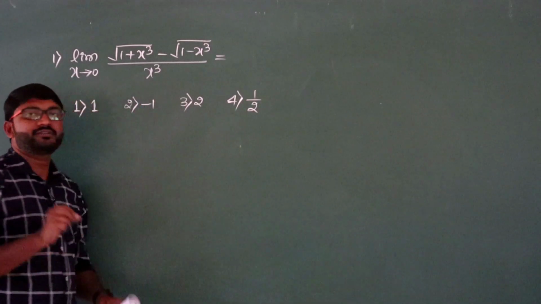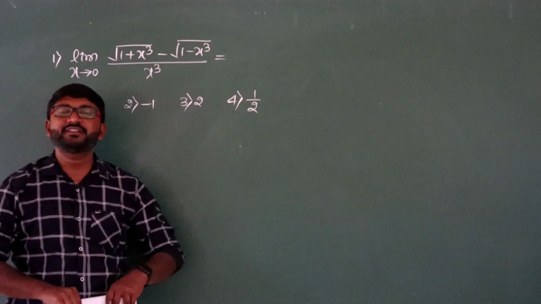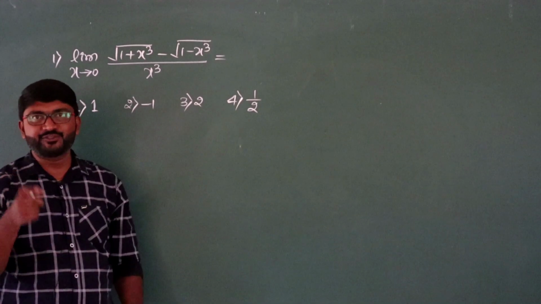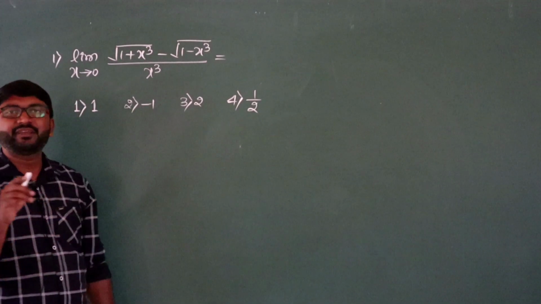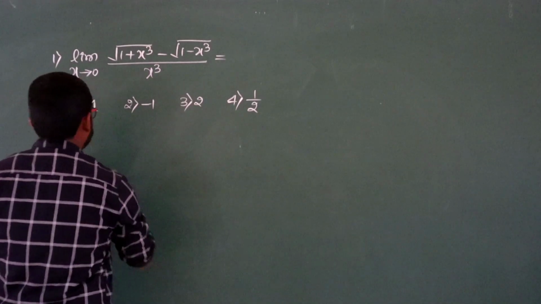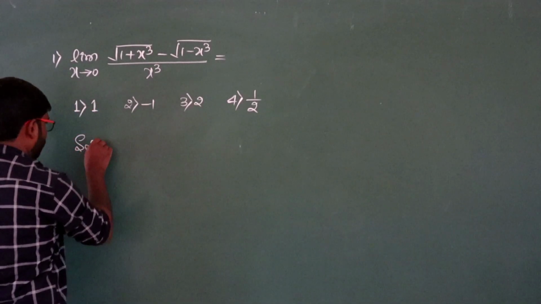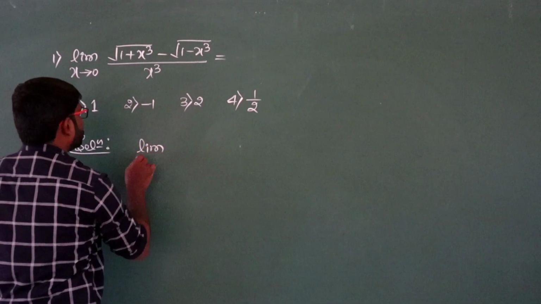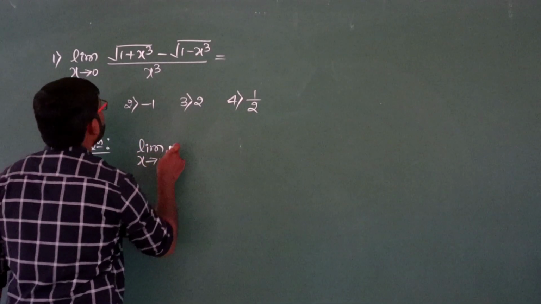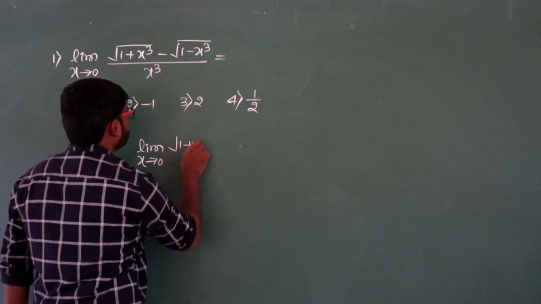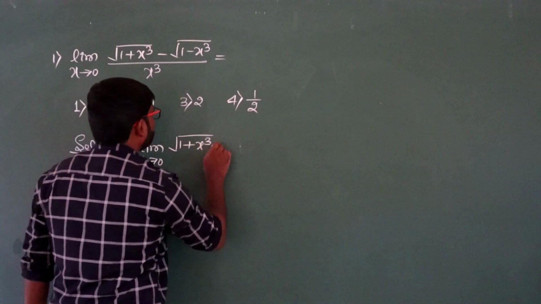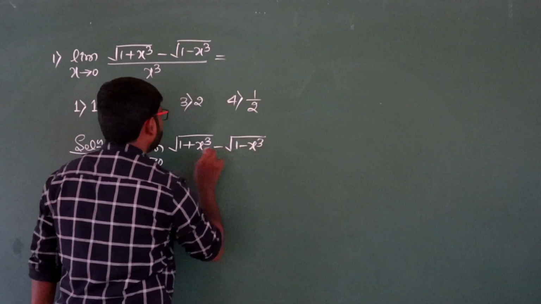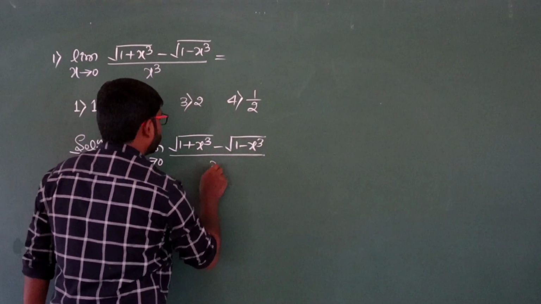So here we can solve this problem by two methods. One is going for rationalization and the other one is by making use of L'Hospital's rule. For this problem I will be making use of the rationalization. Let us solve the given limit. So here limit x tends to 0, square root of 1 plus x cube minus square root of 1 minus x cube divided by x cube.